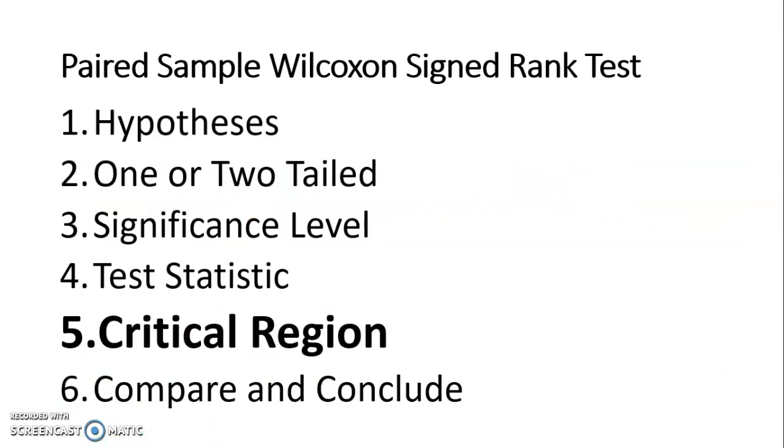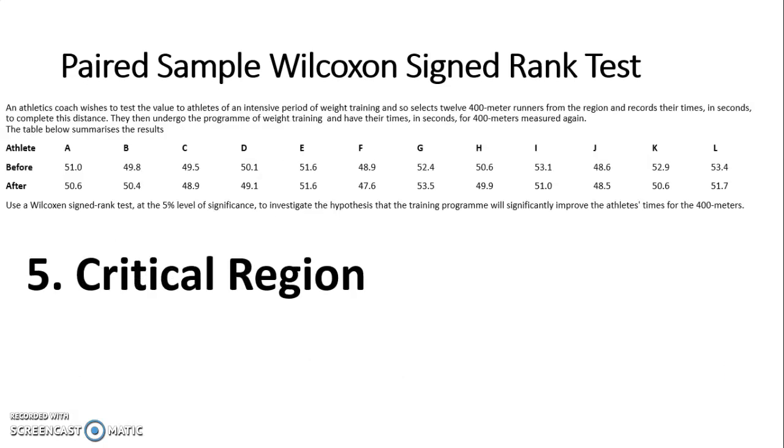Step number 5 then is identifying the critical region. So for the critical region I need to find my value of n. In this question I had 12 runners, 12 pairs of data. However, I couldn't use athlete E because there was no improvement, or what's the opposite of improvement? Unimprovement? Because they had a difference of 0, so I had to change that to n is 11. That's important when you're finding your critical value.